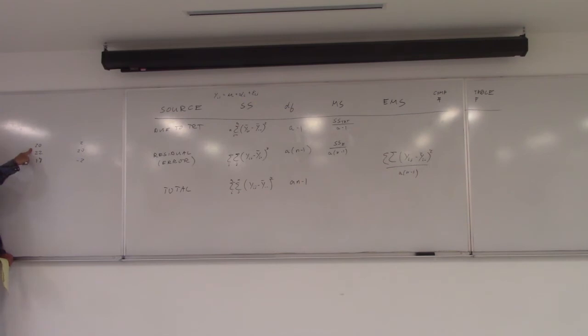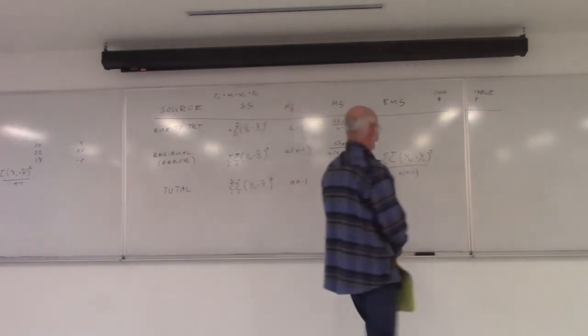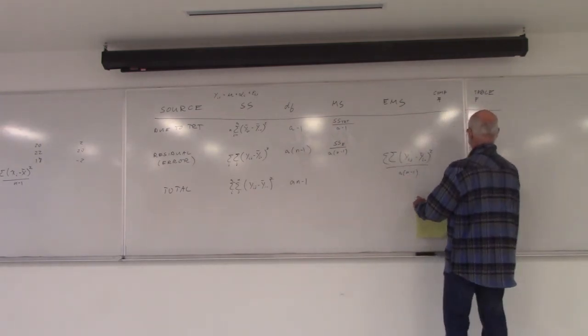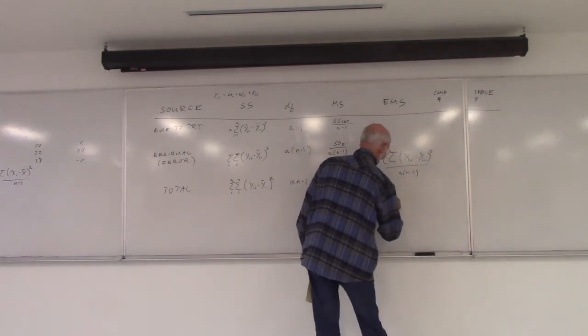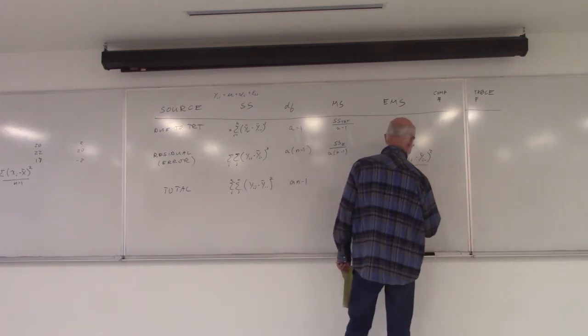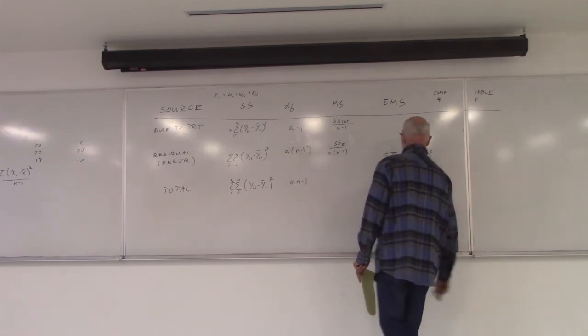Billy Bob is 20. Bob Ray is 22. Joe Bob is 18. Okay? So we know what the mean is. What's the variance? The variance is the sum of xi minus x bar quantity squared divided by n minus 1. Let me write that thing over here. Sum of xi minus x bar quantity squared divided by n minus 1.